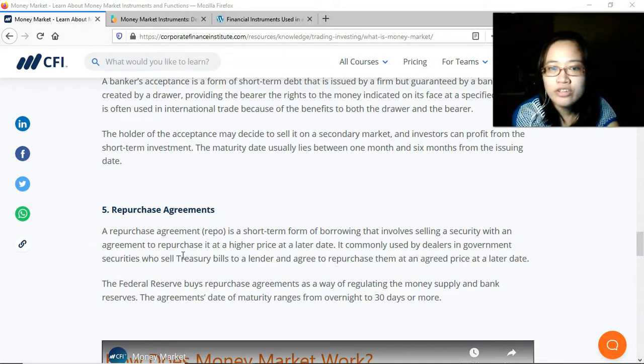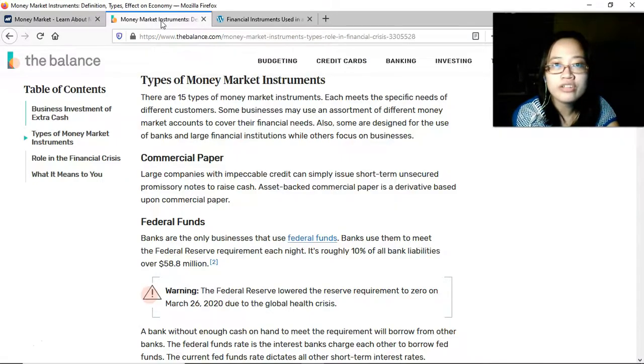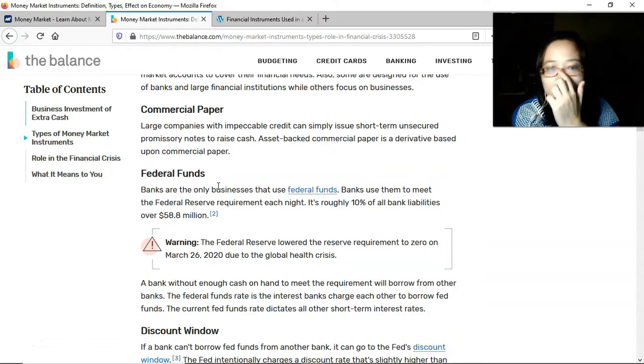Commonly used by dealers in government securities who sell Treasury Bills to a lender and agree to repurchase them at an agreed price at a later date. Maturity ranges from overnight to 30 days or more. Okay? Tapos here we have other types of money markets. So, nabanggit na natin kanina yung commercial paper. Federal funds, Treasury Bills. Okay? This refer to Treasury Bills.